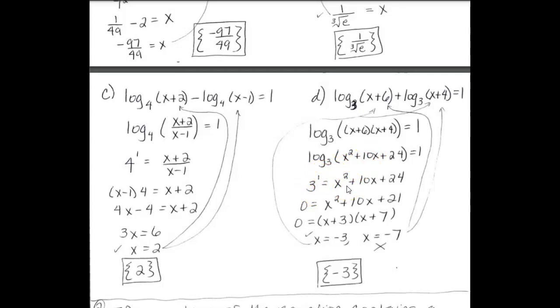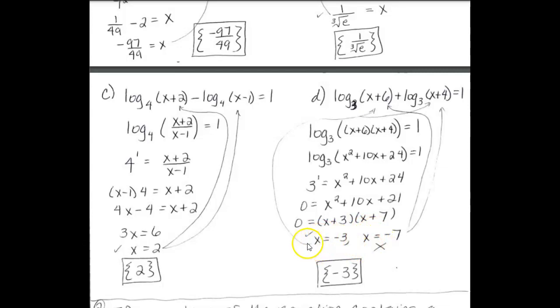This is a quadratic expression, so to solve, we're going to set it equal to 0 and try to solve by factoring or quadratic formula. 3 to the first is just 3, so we'll subtract it from both sides, leaving a 0 on the left. 24 minus 3 makes this now a 21. This expression factors into x plus 3 times x plus 7, giving me -3 and -7 as solutions.